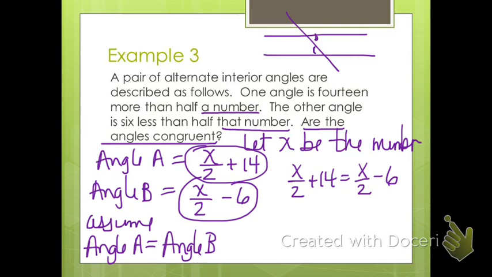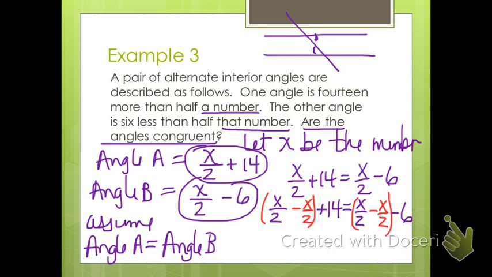Here I would have x over 2, and then I'm going to subtract x over 2, minus x over 2, and I still have plus 14 is equal to x over 2, and in red, subtract x over 2 minus 6. So I still have that. So when I straighten this out, let's put some parentheses here so you can see what's going on. I have this x over 2 minus x over 2 on both sides of this equation. So that ends up being 0.